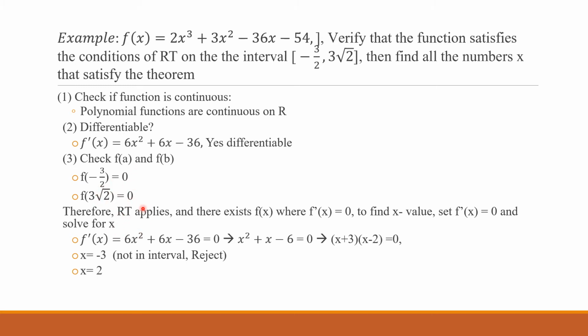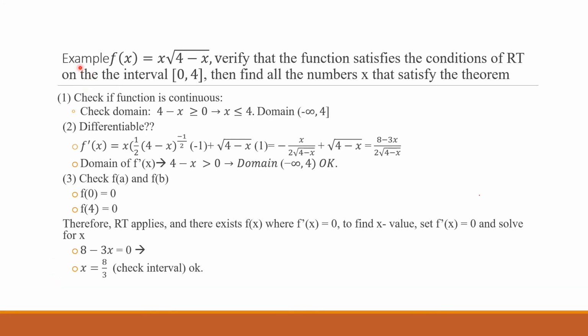Then the theorem applies, and then I will equate the derivative to 0, and I will solve, and I found two values, x equal negative 3, x equal 2. Right now, I need to check that these 2 points are in my interval. Well, x equal negative 3 is not in the interval, so I reject it. But x equal 2 is in my interval, so yes, it is accepted, and this is the point he's looking for.